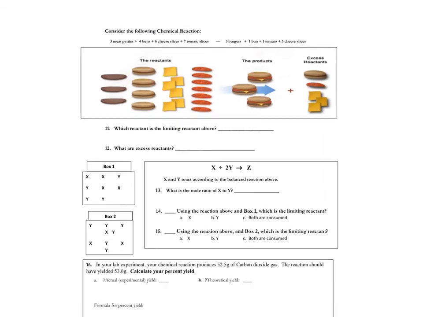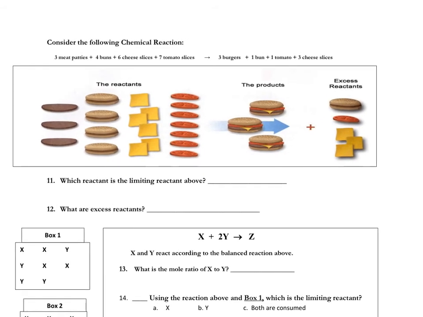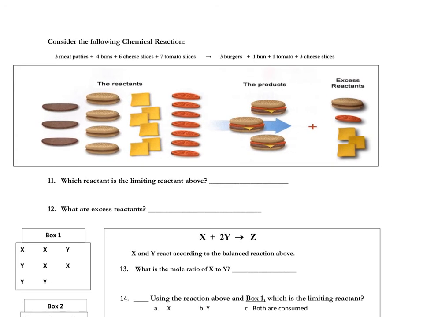Okay, and lastly on the right, the limiting reactant. So limiting reactant causes the reaction to stop or to run out. So in this example, I've got 3 burger patties, 4 buns, 6 slices of cheese, and 7 tomatoes. Okay, so if each burger has 1 slice of cheese, 1 bun, and 2 tomatoes.